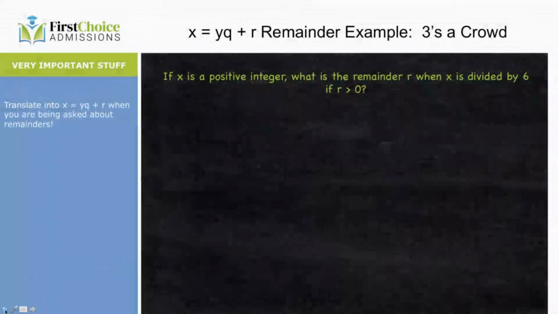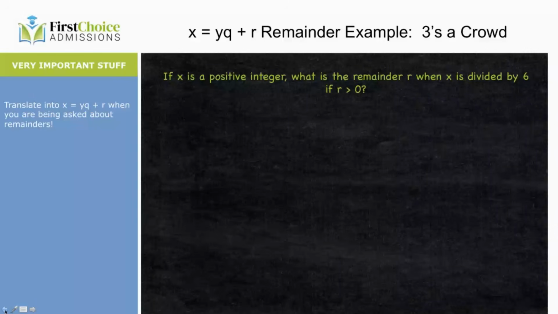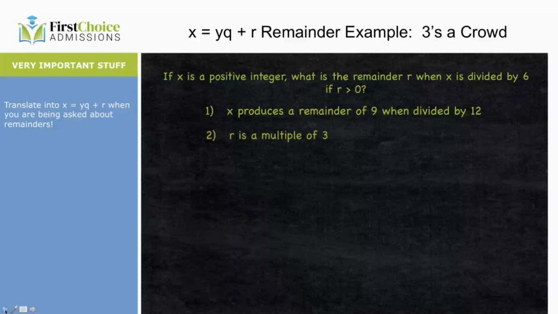If x is a positive integer, what is the remainder r when x is divided by 6? And they're telling us that r has to be greater than 0, so the remainder can't be 0. They're also giving us a couple statements. The first statement is x produces a remainder of 9 when divided by 12, and the second statement is r is a multiple of 3.